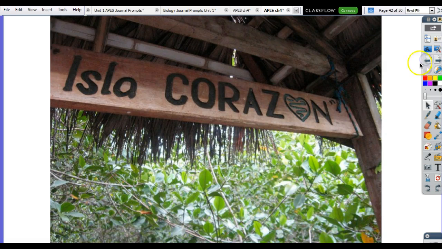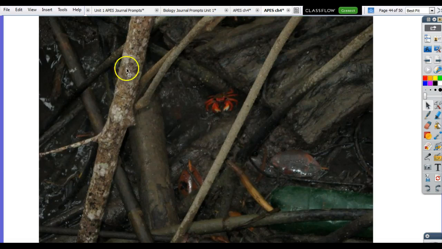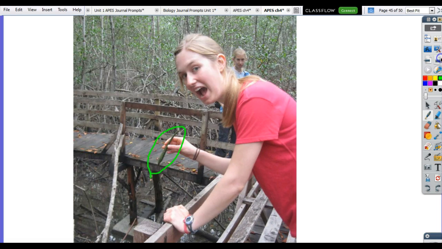Isla Corazon. So as you can see, here's a crab, right? So they provide a lot of homes for different sea life, especially the kind of life that can't live out in the big open ocean waters, because as you can imagine, when water comes in here, these roots kind of break it, right? So it's going to be a little bit more gentle of a tide.